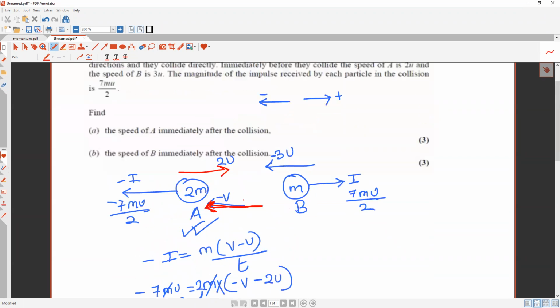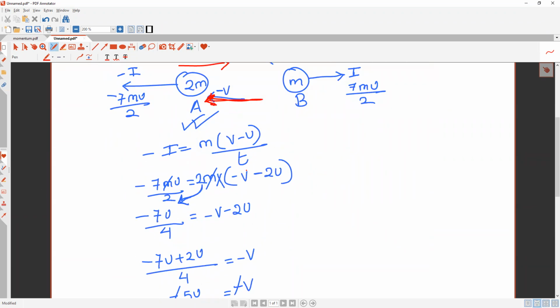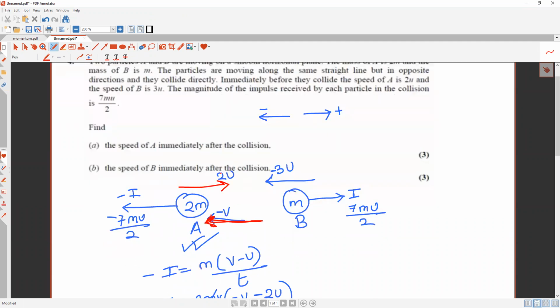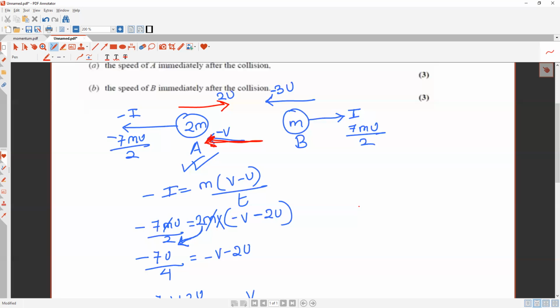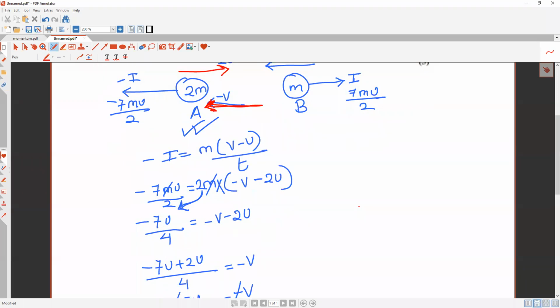Now they asked for the speed of B. I will do it just like before. Listen, there is some mistake in our A part calculation. There is a mistake in the calculation I did.